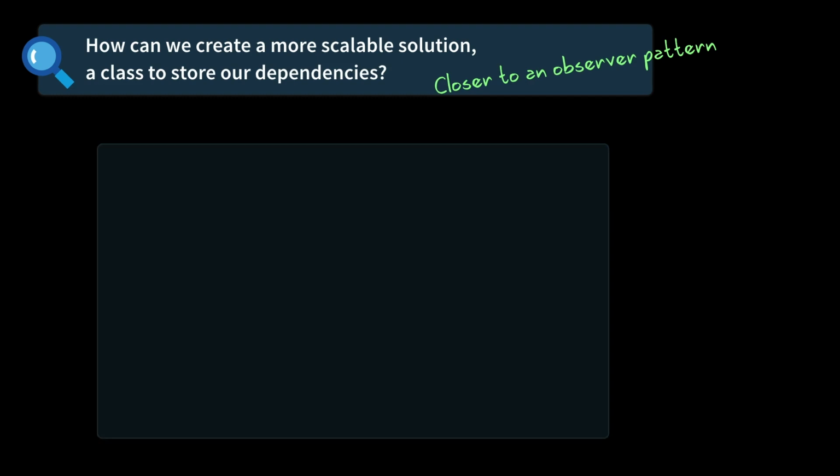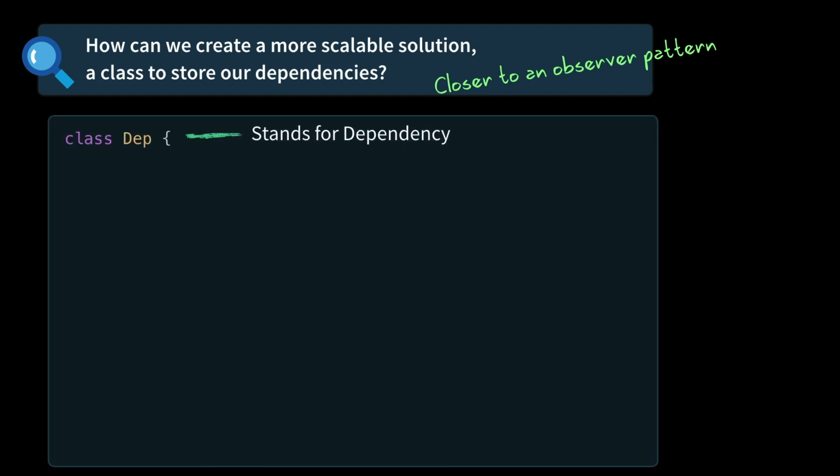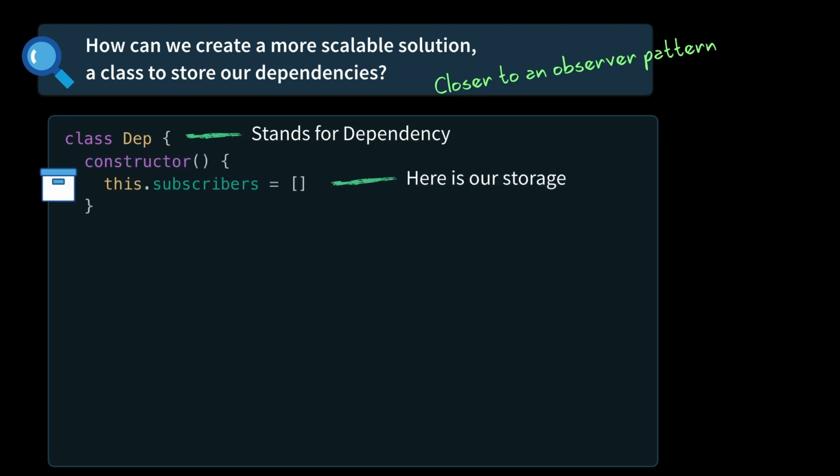Next, let's create a more scalable solution, maybe creating a dependency class, and we'll use the observer design pattern. Here you can see we have a Dep class that stands for dependency. In our constructor, we'll instantiate our storage, this time calling it subscribers because we're following the observer pattern.